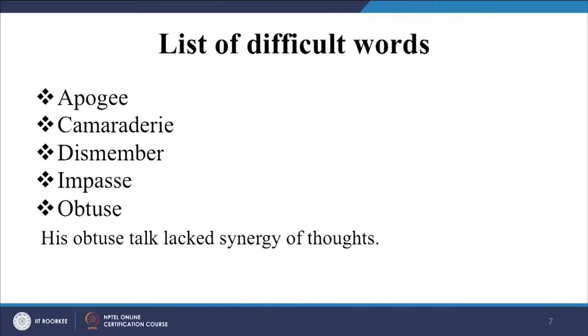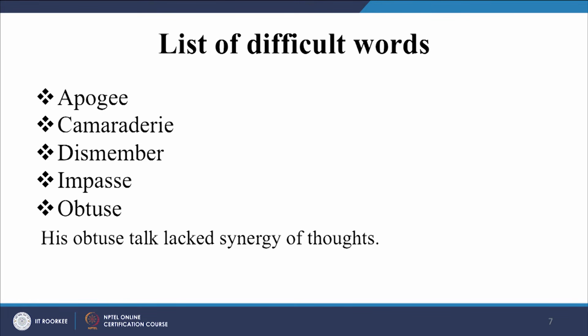See the word apogee. Why can't you change this word apogee and say orbit? Again another word, camaraderie. Why choose such a difficult word? Say friendship. Dismember this into several parts. It's better to say cut than to dismember. Impasse, there is an impasse. If such a situation is there, you have to change those words to familiar words.